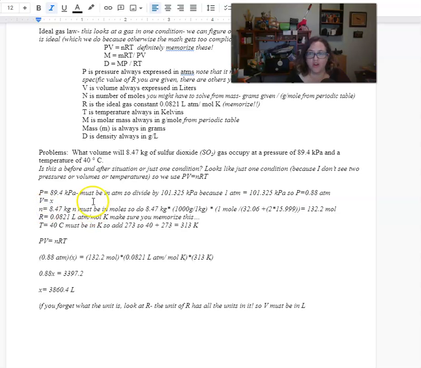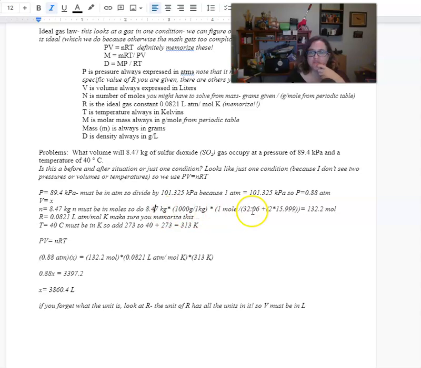N, oh no, we don't have N. N is number of moles. We have kilograms. Dang it. Remember, to find moles, you take the grams given and divide by the periodic table numbers. We don't have grams, so the very first thing I have to do is take the kilograms. There's 1,000 grams in 1 kilogram, so I'm going to multiply kilograms by 1,000. It makes sense to multiply because 1 kilogram is 1,000 grams, so there should be a whole lot more grams than kilograms. So the units cancel properly.